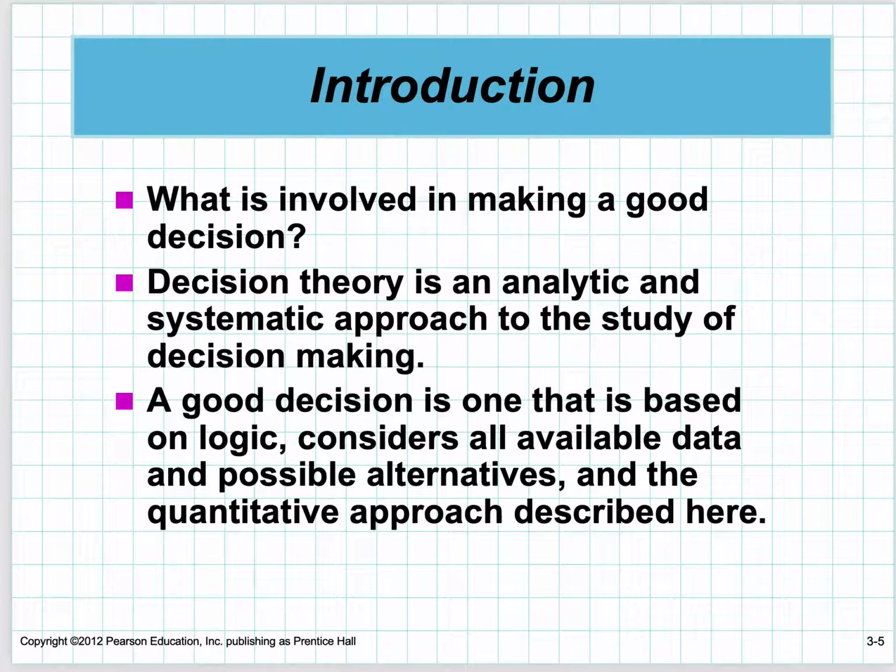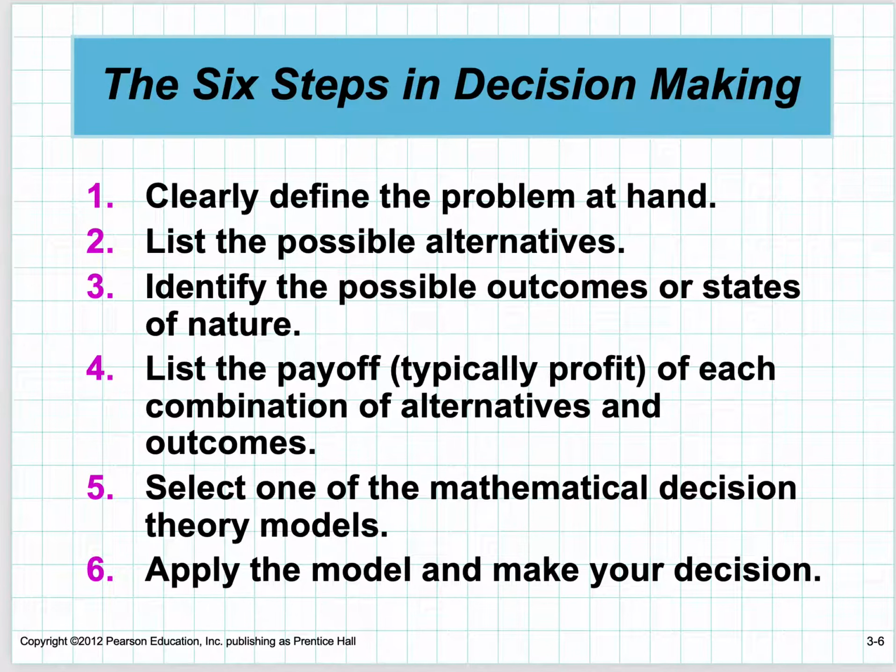So a good decision is one that's based on logic and considers all available data and alternatives. One thing they don't talk about here is gut feeling. So here's a 6-step process in decision making. And every chapter in this book has a 6-step, 7-step, 8-step, 4-step method for whatever it is they're doing. And they all start clearly with the first step here: clearly define the problem at hand. If you don't clearly define the problem, you're going to have a hard time with the rest of this.